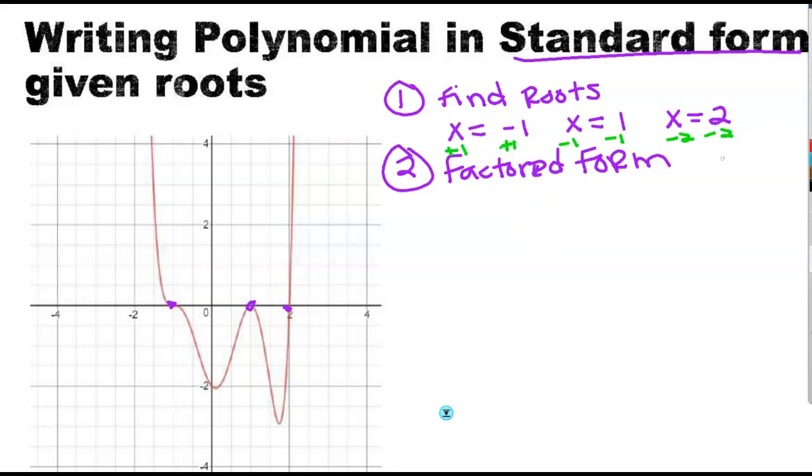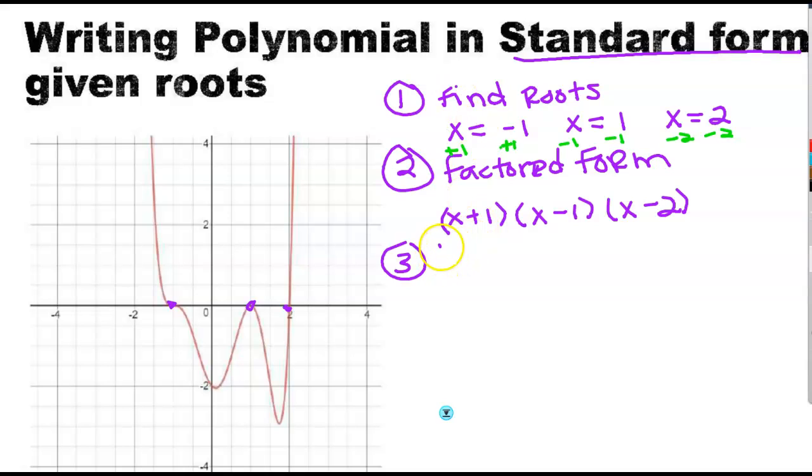So in factored form, this would appear as x plus 1, x minus 1, and x minus 2. All I did to get it in factored form was move that constant so that one side was equal to 0. Finally, what I'm going to do is add these multiplicities onto the factored form.